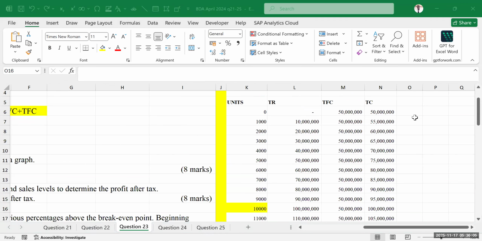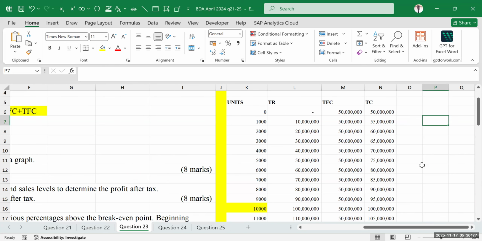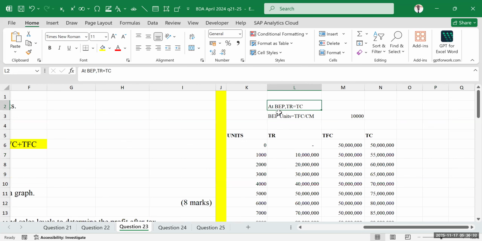So members, I hope we are all together. We've done the total cost. Now we are moving to the next stage. Remember, the question part A wanted us to determine the break-even point, but that is not enough. We should also indicate which zone is the profit zone and which zone is the loss zone in that very graph. We are talking about break-even. At break-even point, you're not making a profit, you're not making a loss, meaning at that point the net effect is zero.